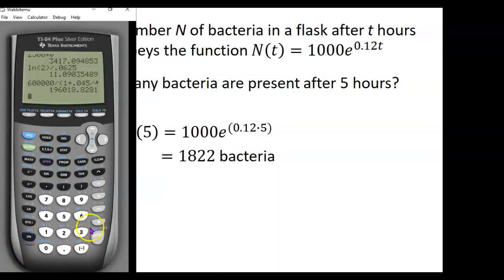So I'm putting in 1000 times e to the, in parentheses, 0.12 times 5, close parentheses. It shows up as 1822 point something, but I rounded it to the nearest whole number for the number of bacteria, and so it's 1822.